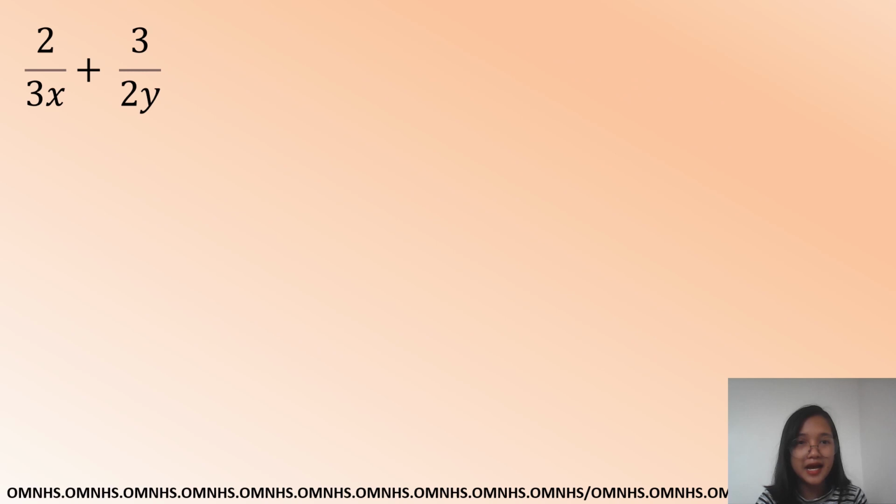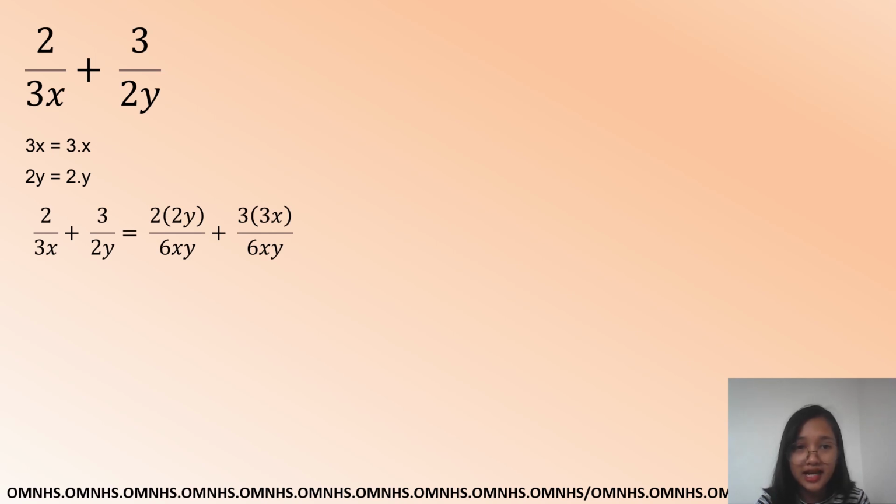Okay. Example, 2 over 3x plus 3 over 2y. So these expressions have different denominators. So we have to look for their LCD. So to do this, we have to factor the denominators. So 3x and 2y. So if there are no common factors like this one, we need to multiply the denominators. So we have 3x times 2y is 6xy. So 6xy is their LCD.